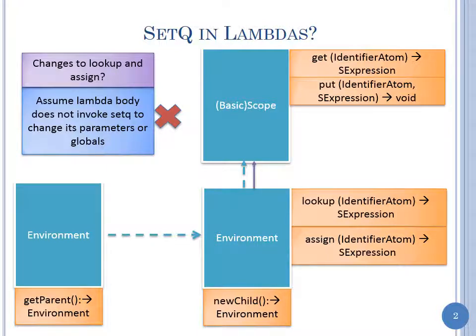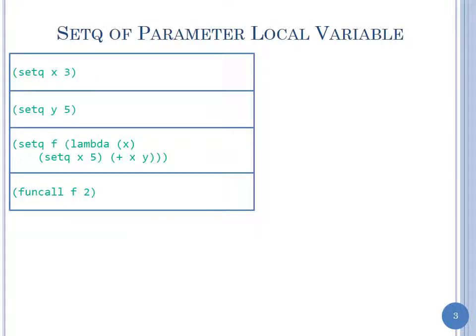Okay, so let's try to understand this, and what we do here should not be totally inconsistent with what we know from Java-like languages. Okay, but let's consider many cases. So I've got a global variable called x assigned 3, global variable called y assigned 5. I've got a lambda that takes x as a parameter. So x here shadows the global x.